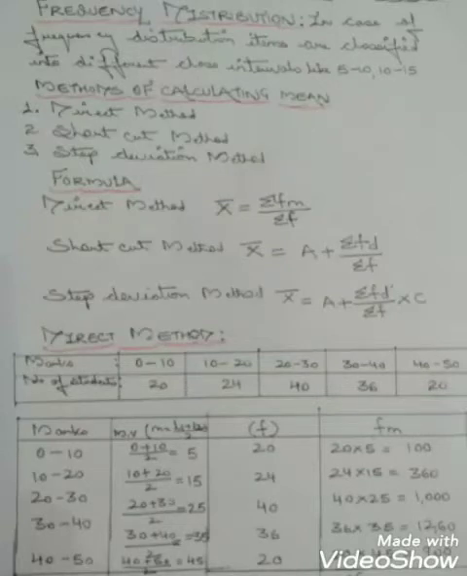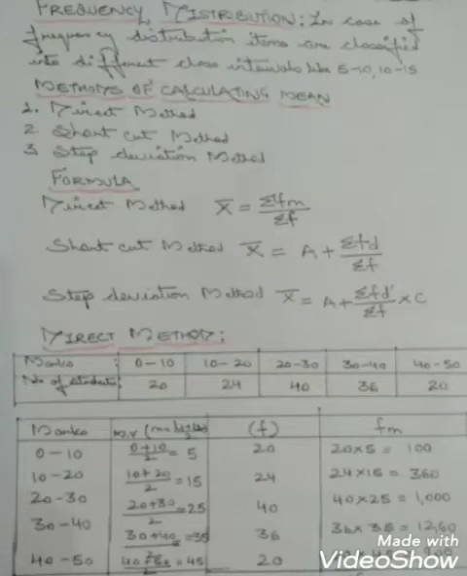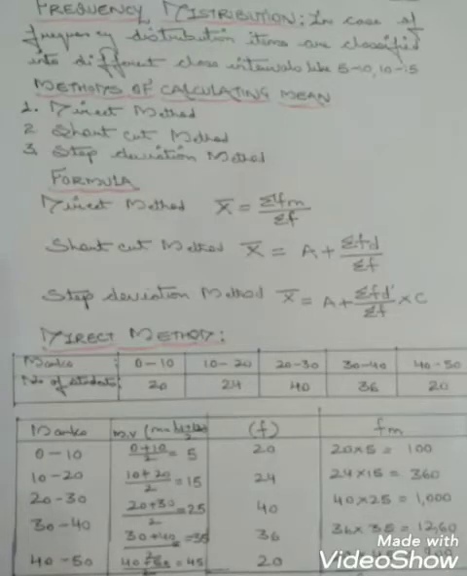So how to find the mid value? If you see, I have written over there that M equals L1 plus L2 upon 2. L1 is the lower limit and L2 is the upper limit. So what I have done is 0 plus 10 and divided by 2. So 0 plus 10 comes to 10, and 10 divided by 2 comes to 5. So mid value is 5.